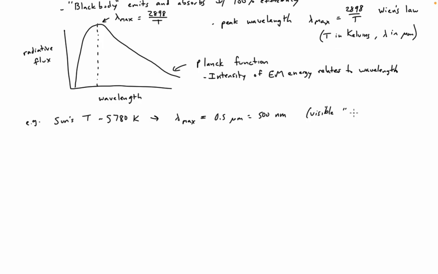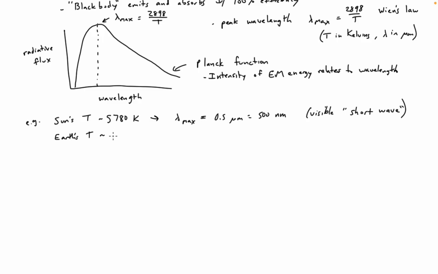And in terms of when we're thinking about the greenhouse effect, we call that relatively short wavelength. And that contrasts with the energy that the Earth is emitting.